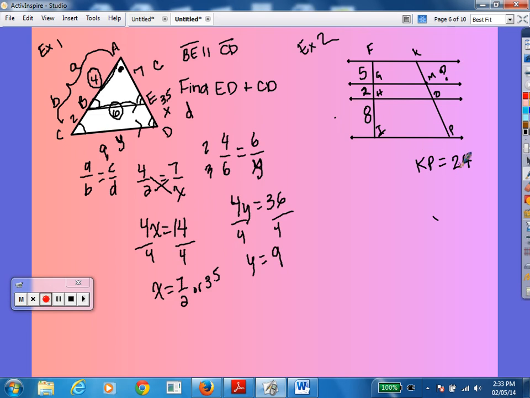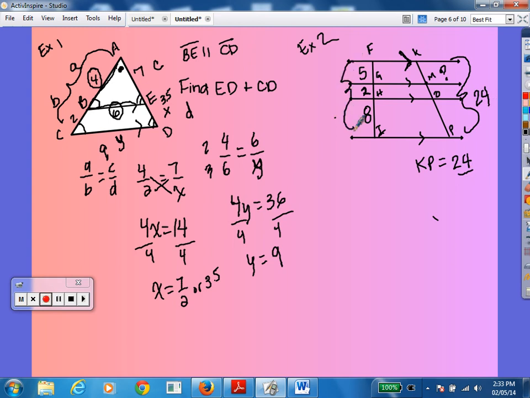And I give this information that KP is 24. Now here are these givens. I'm going to give you that these are parallel lines, okay? All right, and these are your two transversals. So remember that these are broken up proportionally, okay? So I know that this is 24 because I was given that information.